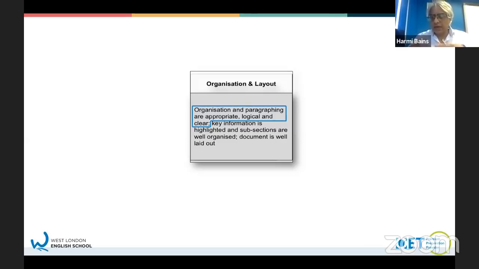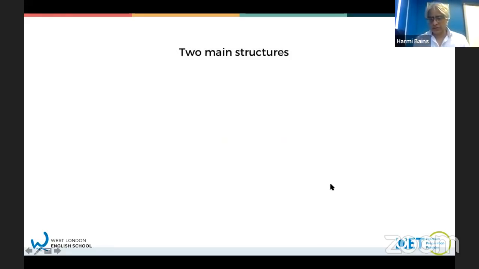Now, there are different ways you can organize your letter, and I'm not talking about the layout, at the top where you write the recipient's name and address, or when you sign off with yours sincerely, but I'm looking at the main body of the letter, the paragraphs. And here, there's a couple of ways you can organize your letter. In fact, there's probably more, but we're going to focus on 2 main structures.